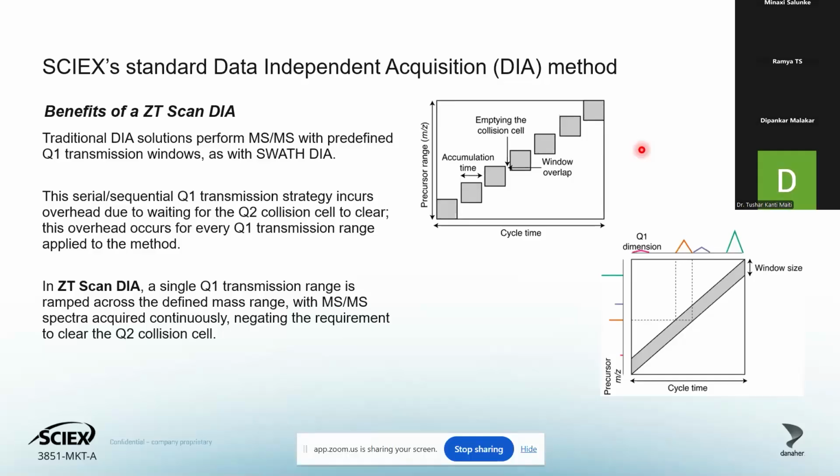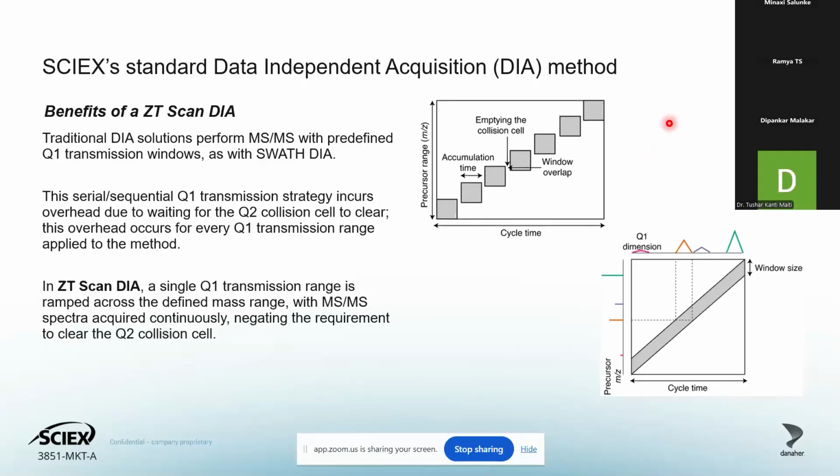So the quadrupole will be scanning continuously, and this is called scanning SWATH or diagonal PASEF. As MS data is being constantly acquired, the overhead from the clearance of the collision cell is not required. So this not only speeds up the whole acquisition type, providing faster cycle time with more MS/MS events for deeper sample coverage, but all the fragment ions retain the Q1 dimension information, enabling us to accurately associate the product ions with their respective precursor.